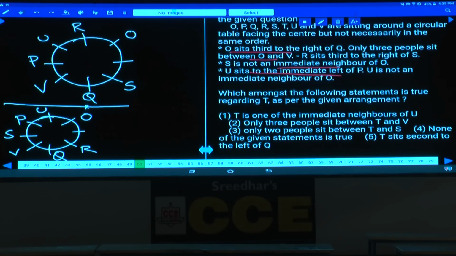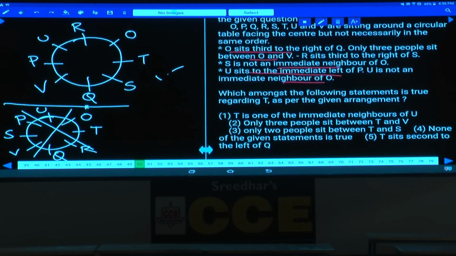Then who is the person left over here? O, P, Q, R, S, U and V. T is the person left over. Here also T is the person left over. And U is not an immediate neighbor of O. Now in the second case, U and O are adjacent to each other. But in the first case, U and O are not adjacent to each other. Clear now? Hence finally we are left with only one case.